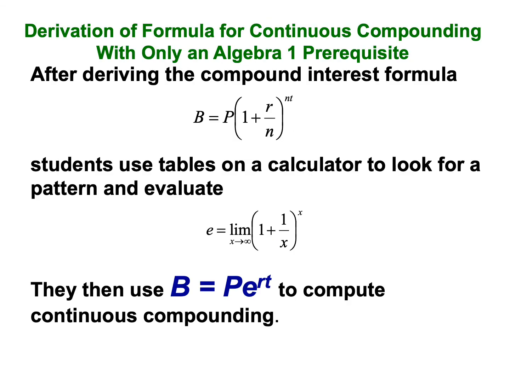We also derive the continuous compounding formula in an ability-appropriate way, recognizing that the prerequisite for the course is only Algebra 1. Students use tables on a calculator to look for a pattern and evaluate e as a limit. Then they use the formula B equals P e to the RT, or the PERT formula, to compute continuous compounding.